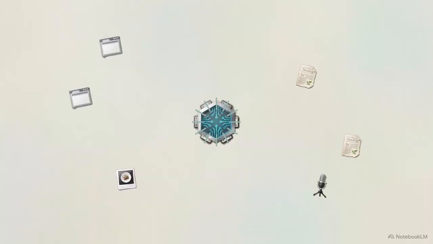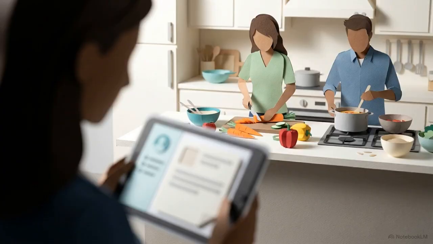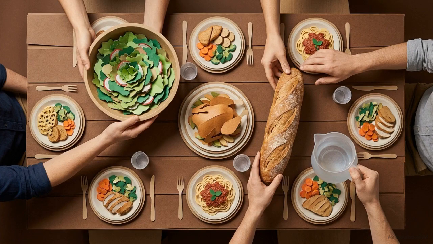By utilizing generative AI to handle the tedious work of data entry and structuring, the technology effectively steps out of the way. It lets the focus remain entirely on the inherently human experience of cooking and sharing a meal together.